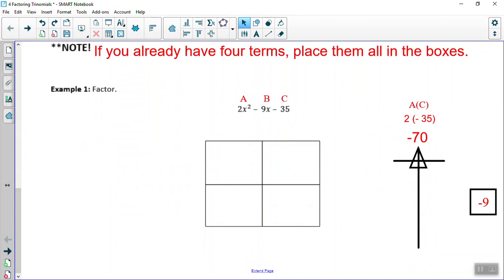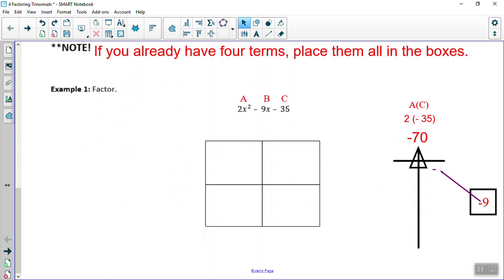All right, now here's why I put this triangle. It's going to help me with my signs. Since this b term is negative, that means that every number I put in this column when I'm listing out factors of negative 70 has to be negative. All right, so now this is where my triangle comes into play. I'm going to use that to help me figure out what my sign should be over on this side.